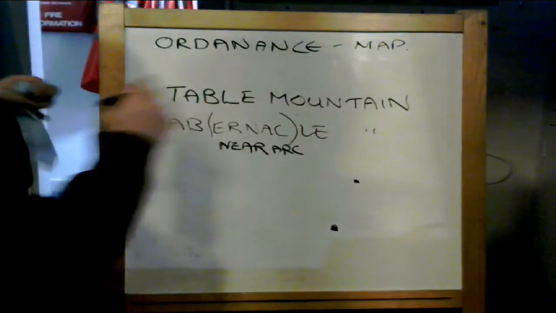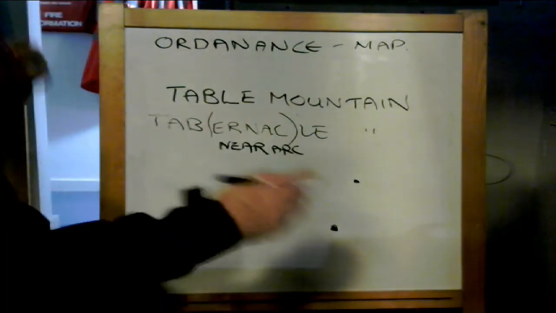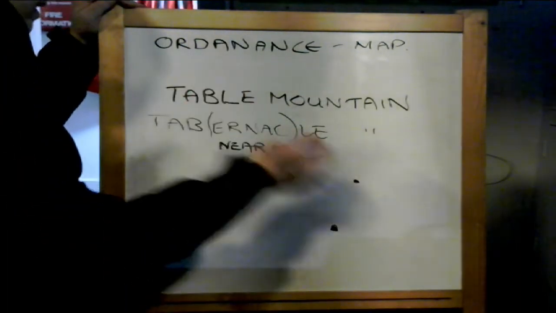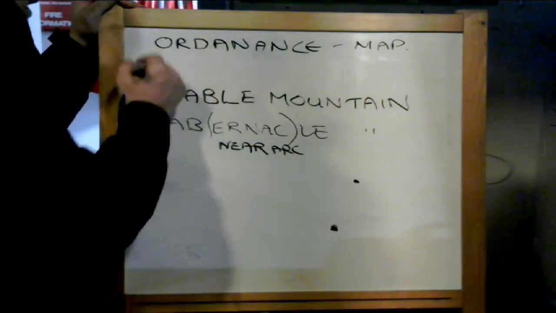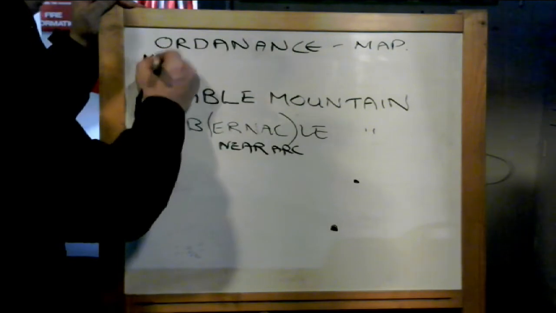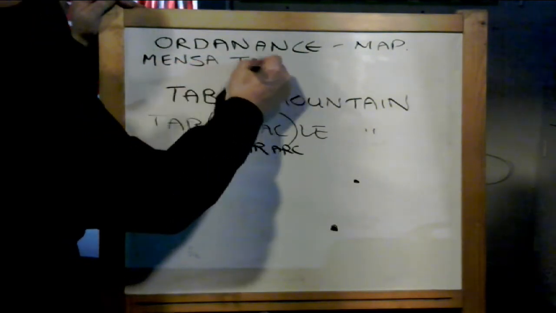Now what's amazing about this one actually has me unravelling this written in the stars before I even did it. And I say that because the star constellation for Table Mountain is actually called Table Mountain. It's called Mensa, Table Mountain.